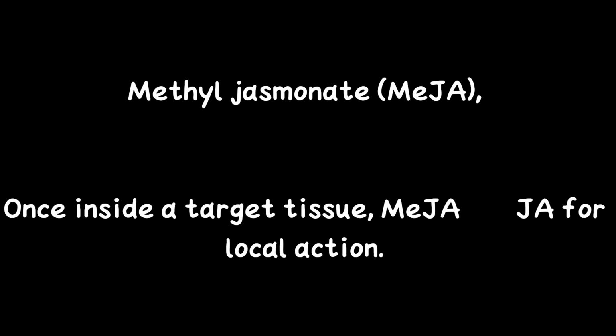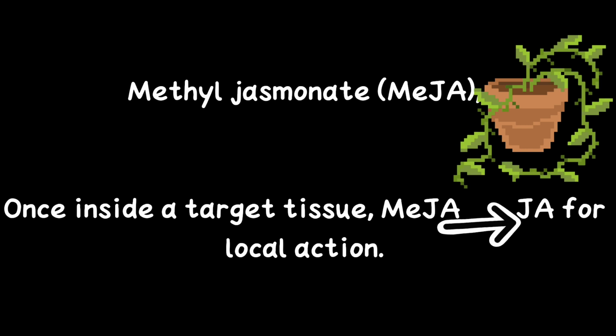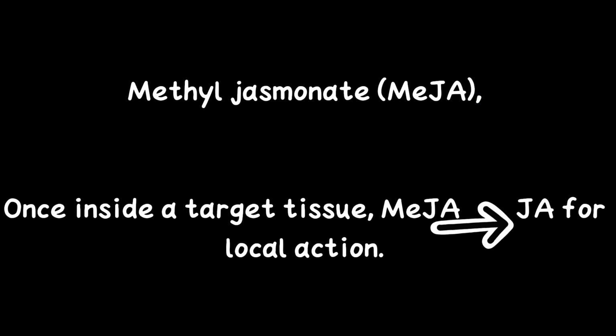Volatile derivatives of jasmonic acid, that is methyl jasmonate, are a volatile form of jasmonic acid. It can diffuse through the air to signal neighboring plants or distant parts of the same plant. So once inside a target tissue, methyl jasmonate can be converted back to jasmonic acid for local action.